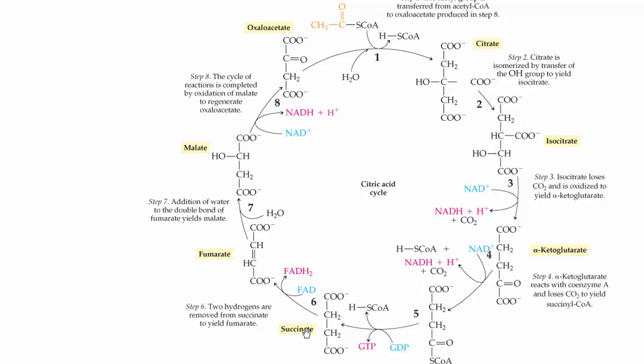Then in succinate, 2 hydrogens are removed from here to form the double bond, and this is an oxidation reduction reaction, as you can see, and we produce FADH2. In step 7, addition of water across this double bond to form malate, and then in the last step of the cycle, malate is oxidized to regenerate oxaloacetate again, and NADH is produced.